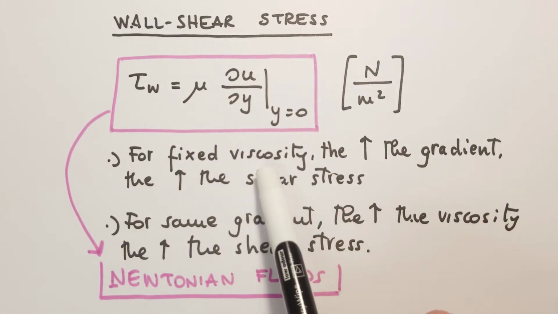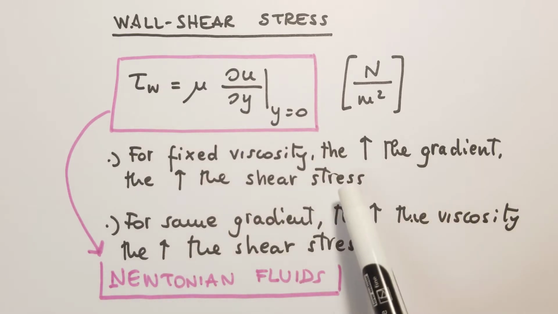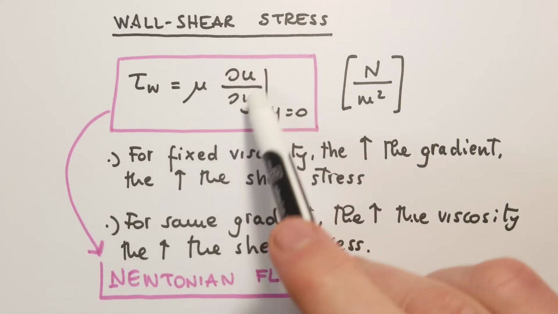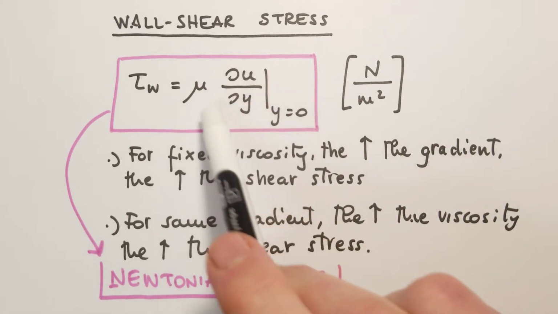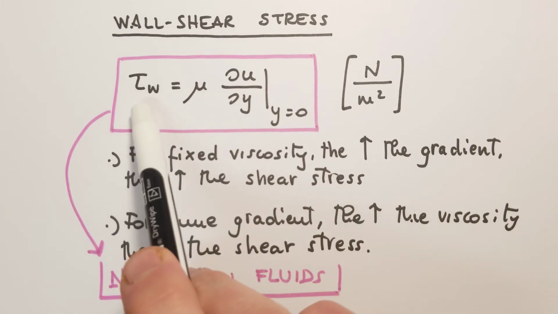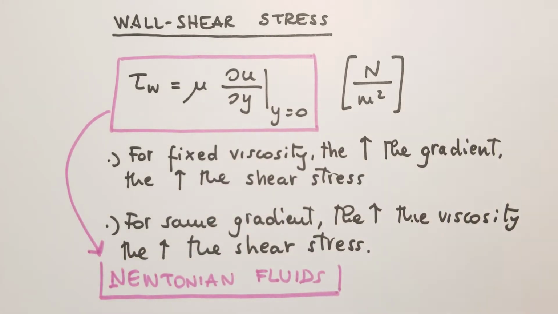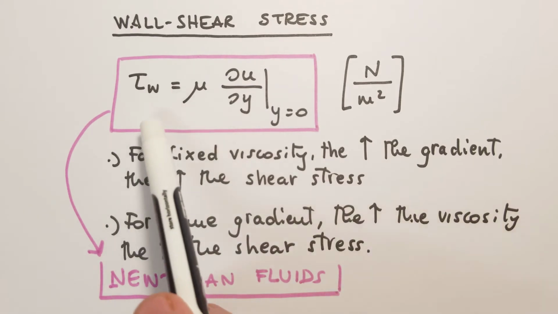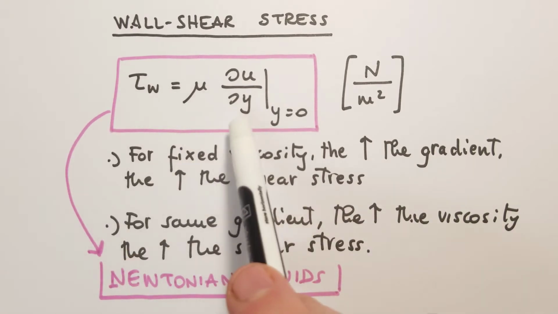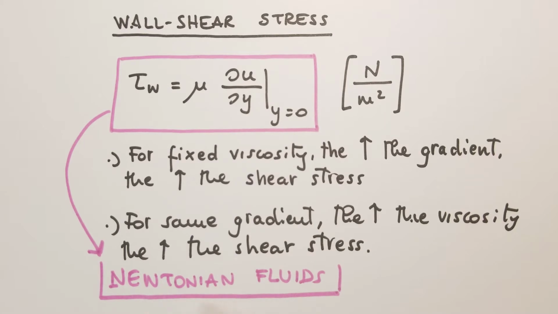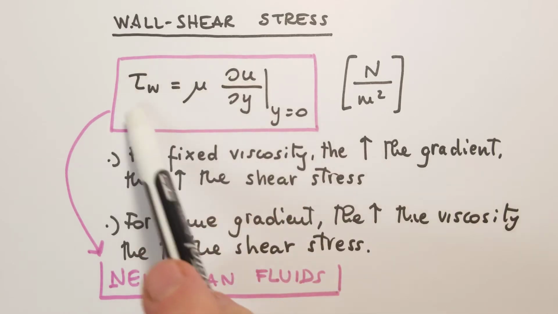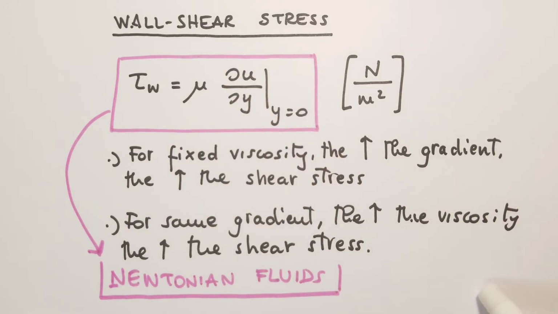So for fixed viscosity, the wall shear stress is larger if the velocity gradient is larger, and instead for a fixed gradient, the larger the viscosity, the larger the wall shear stress. This form of relationship between the wall shear stress and the velocity gradient is typical of what we call Newtonian fluids. These are the simplest fluids that we can find. For example, simple oils, but also air and water behave in this way.